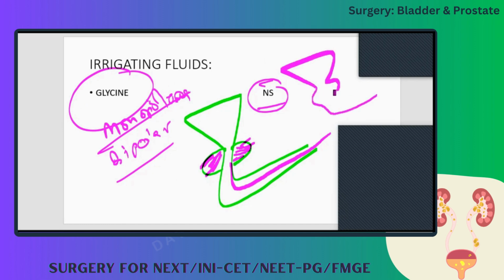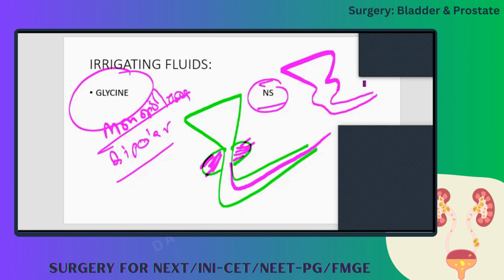So glycine helps to conduct electricity. That is for monopolar only, not about bipolar. Just don't go into those details. Glycine helps the transfer of electricity, but normal saline will hamper it. So we can't use NS for monopolar surgeries. If you use bipolar, which is very costly, then you can use NS. Most will not afford bipolar in our OT. Monopolar is available everywhere. That is the basic difference.